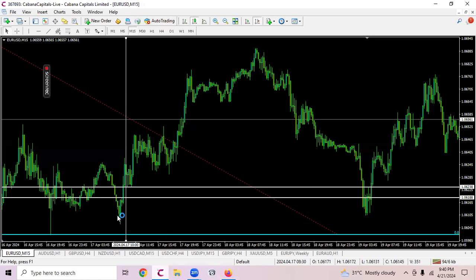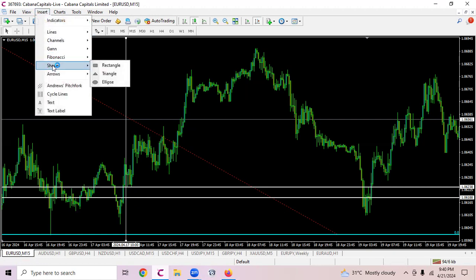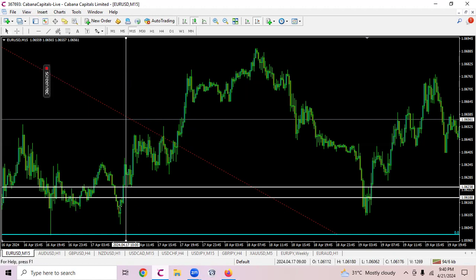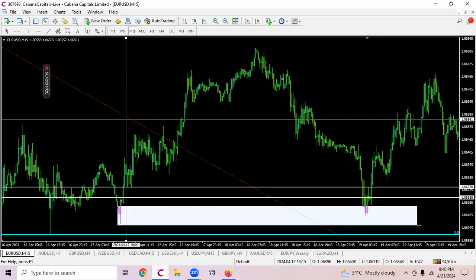Okay, and on 15 minutes, this will be the order block, the last bearish candlestick that forms before the impulse move. So this will be the order block on 15 minutes. So price came to test the order block and also filled the fair value gap.